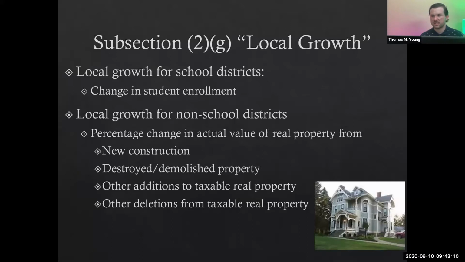So what that means is, we look at what last year's value is. If there's new construction, the percentage change that we get for that, we get to levy extra for that new construction. If there's destroyed or demoed property, that counts against that percentage change. And then other additions or deletions from the tax warrant is a little vague, and we have a handful of things that have been added to define that on the form.